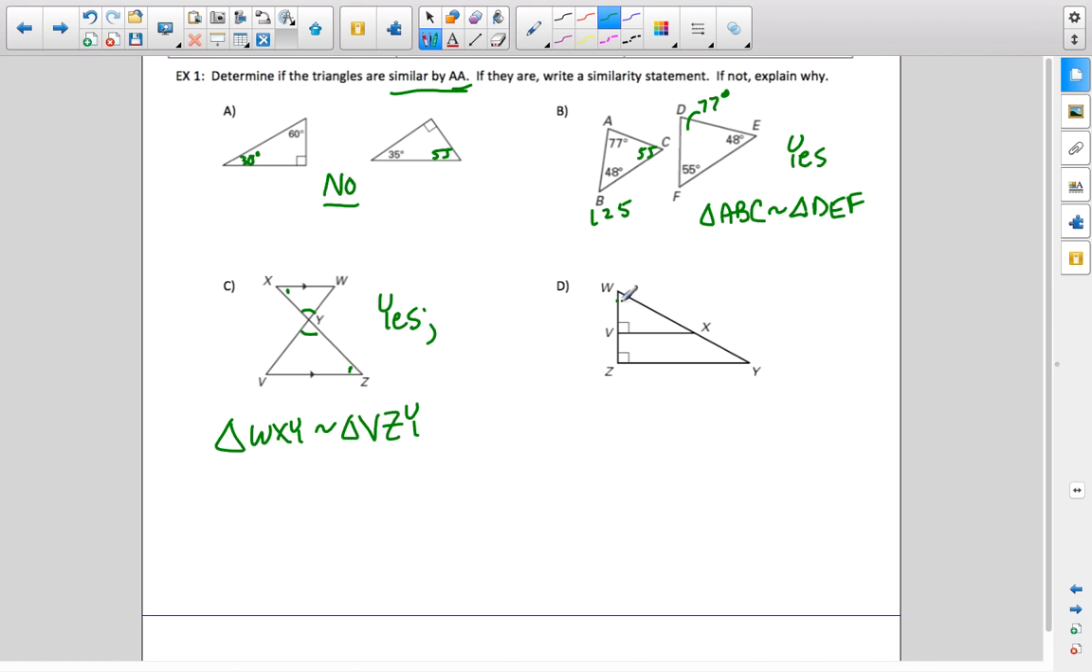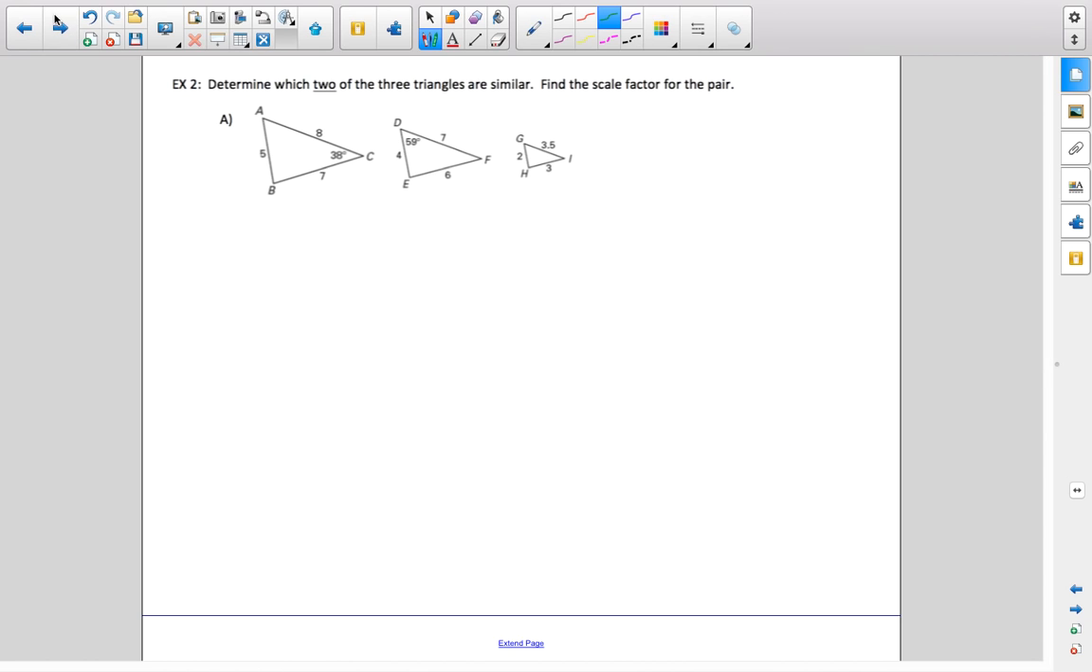Well, look, they both have angle W. We have triangle WVX, and we have triangle WZY. So yes, they are similar by angle because they do share two angles. They have the two angles at W and then the right angles at V and Z. So I can say triangle WVX is similar to triangle, the big one, WZY. And remember, order matters when I'm naming these.